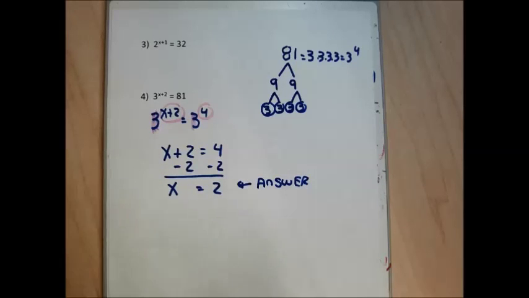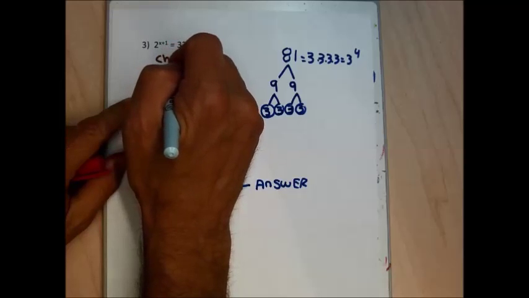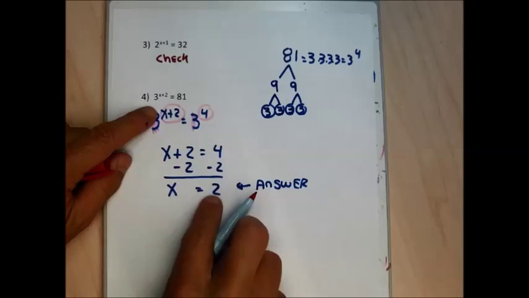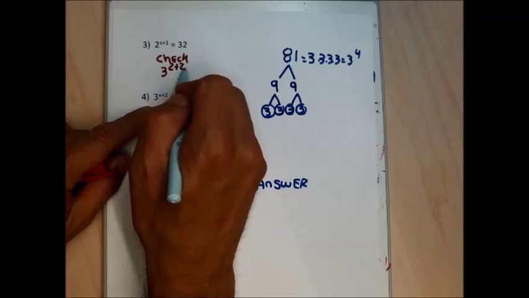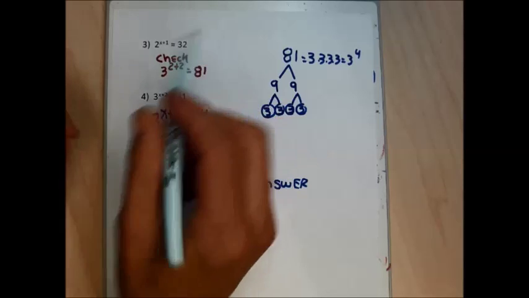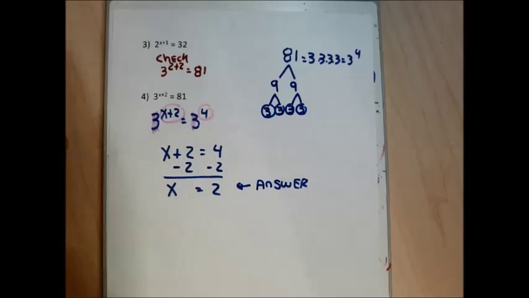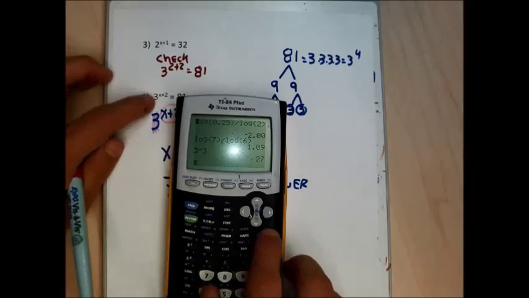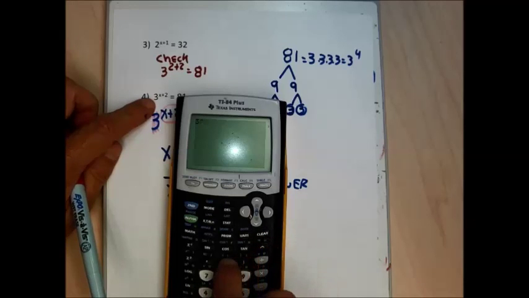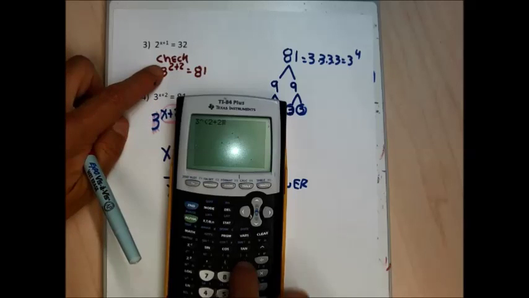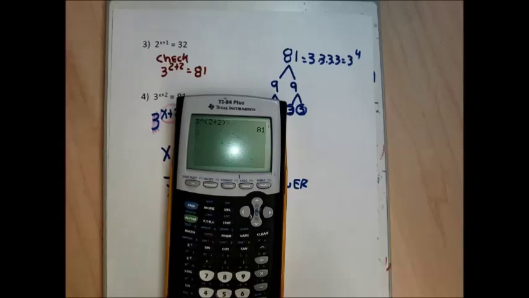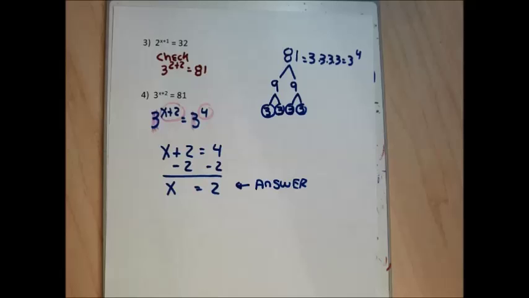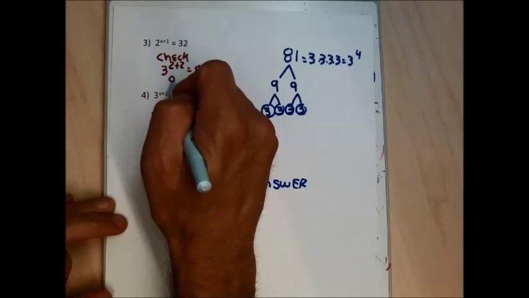I can check all of these, and if I wanted to check problem 4, I would just take the 2 and plug it in for that x on the left-hand side and make sure that 3 to the 2 plus 2 power equals 81. I can do this all on my calculator. I could do it in my head. If I want to do it all on my calculator, for the left-hand side, I'd go 3 up arrow, parentheses 2 plus 2. I need to put the entire exponent in parentheses if I want to check the whole thing on my calculator without adding the 2s in my head. And when I hit enter, I get 81 for the left-hand side, which is exactly what the right-hand side is, so I know that my answer is correct.